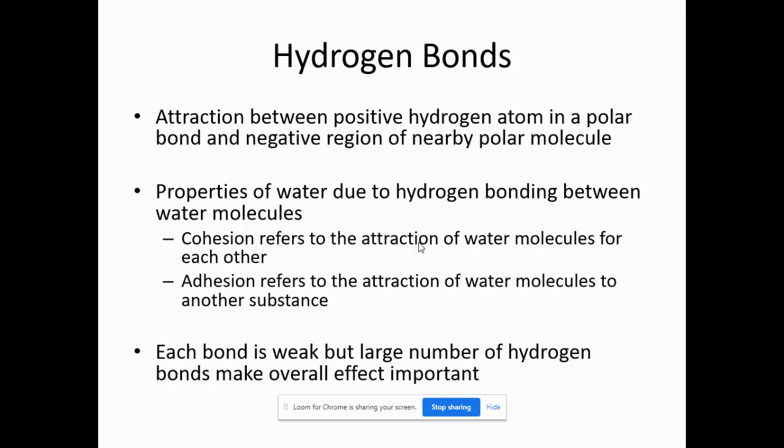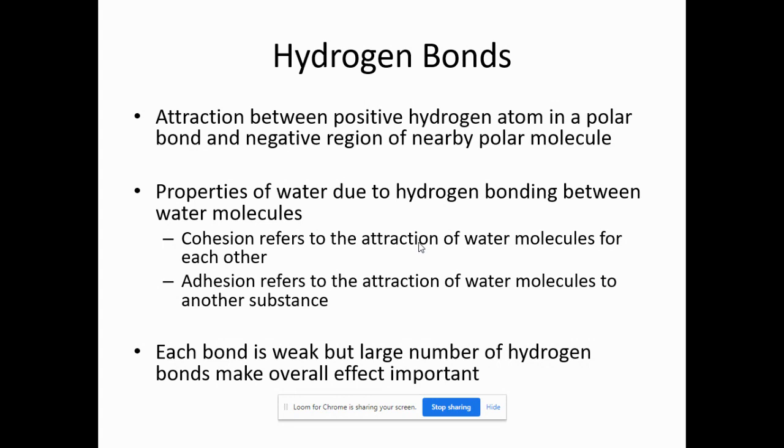So a hydrogen bond is an attraction between a positive hydrogen atom in a polar bond and a negative region of a nearby polar molecule, in this case oxygen in nearby water molecules. These are the properties of water due to hydrogen bonding between water molecules, such as cohesion. Cohesion refers to the attraction of water molecules for each other. If you didn't have those hydrogen bonds, water molecules wouldn't have that property of cohesion.